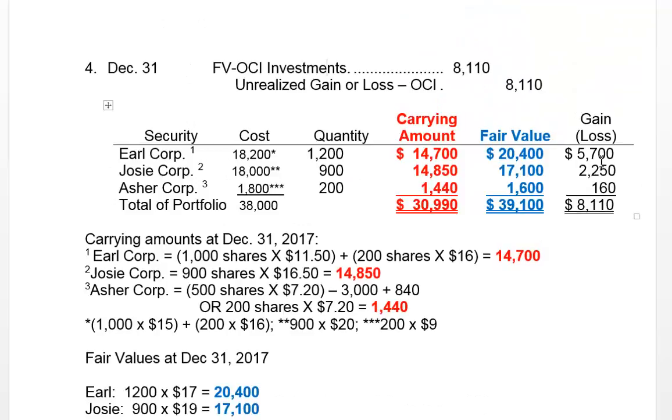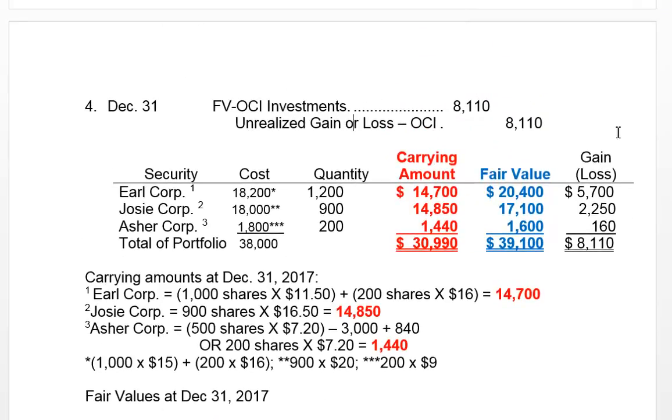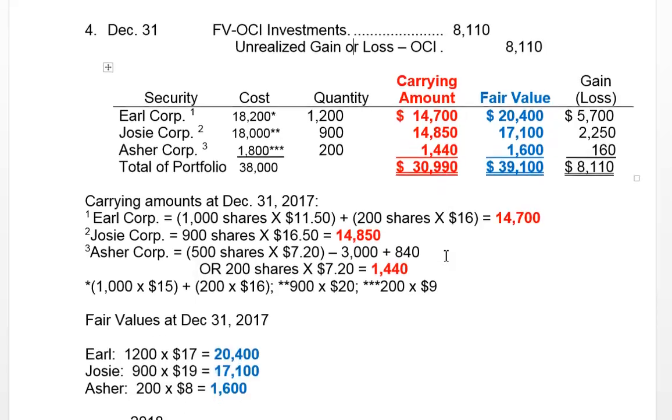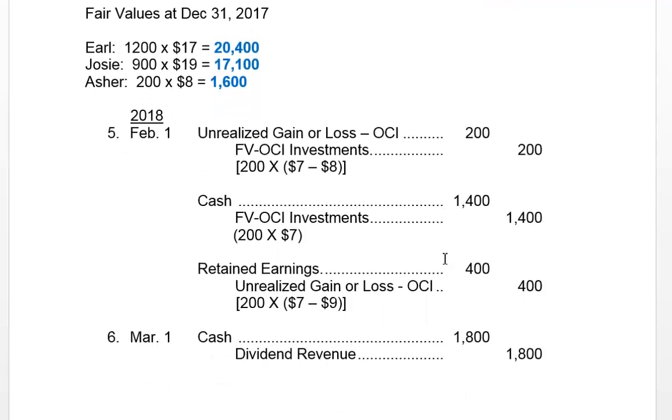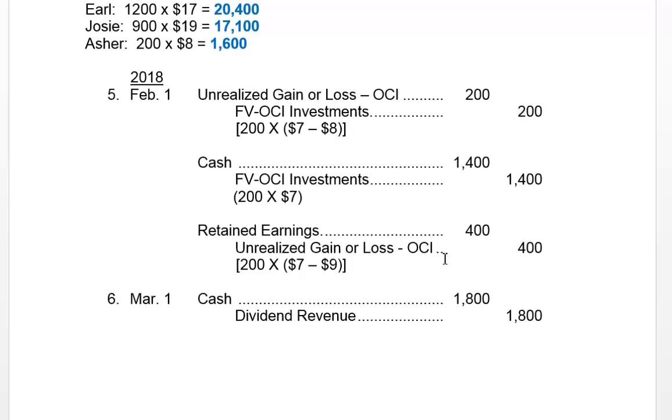So I'm going to debit my fair value through OCI investments and credit my unrealized gain or loss, which is an OCI account, for $8,110. And now I've got the entries straightened around for that. So now, what happened in 2018? Let's look at the entries there. Well, what do we see? The first thing in 2018 is the remaining 200 Asher shares are sold for $7 a share.